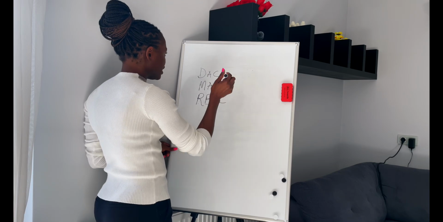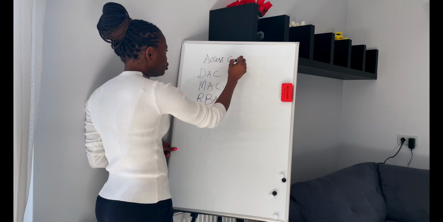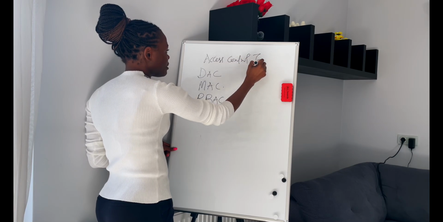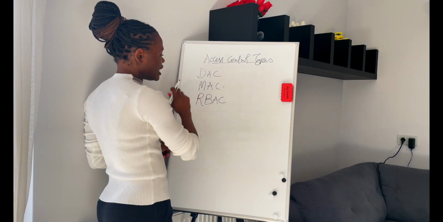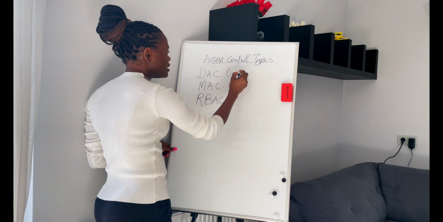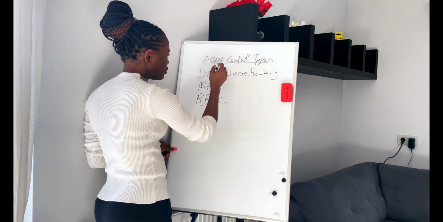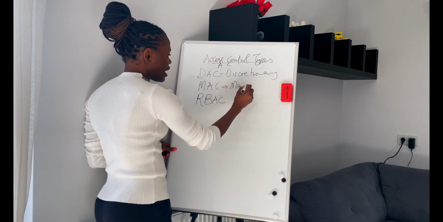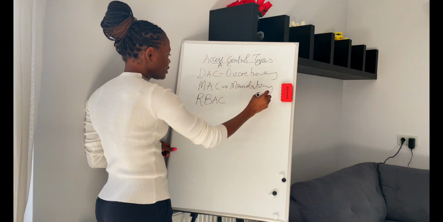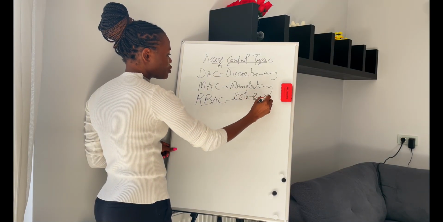So this is access control types. What is DAC? DAC is discretionary access control, AC being access control. Then there is mandatory access control, and we have role-based access control.